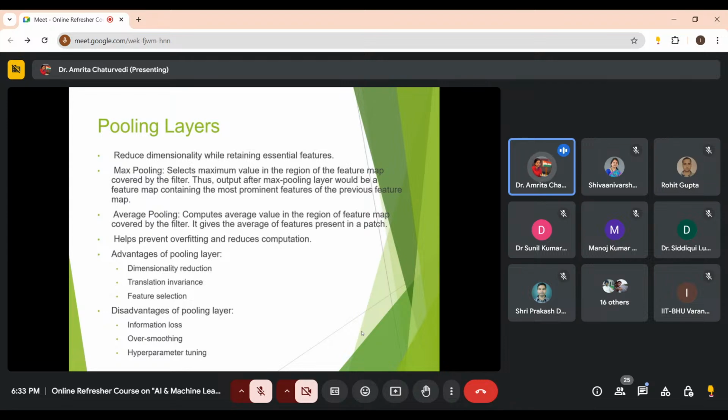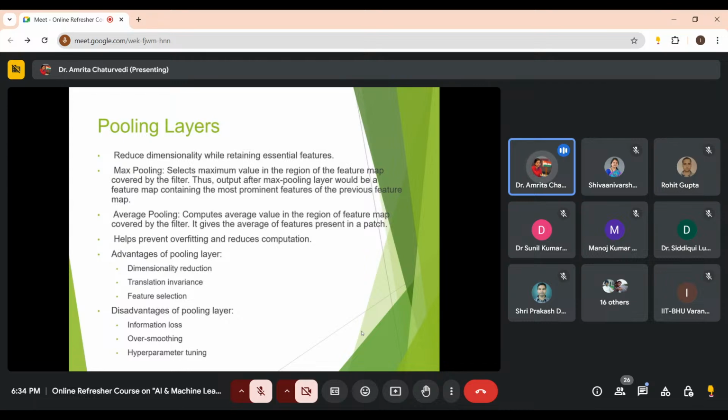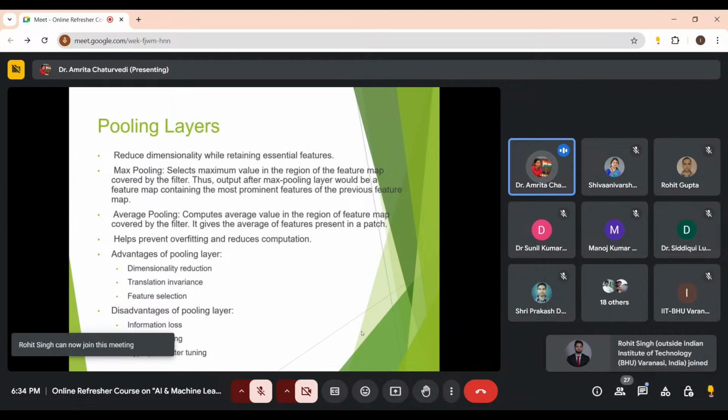The advantages of pooling layers are multiple. First of all, it reduces the dimensionality. If you take a filter of 2 cross 2, each section of 4 cells is reduced into 1 cell, so it makes it more computationally efficient. It is also translation invariant. Suppose in your image your object translates to another position, it will not matter. The pooling layer will be invariant to that. It is also doing feature selection, leaving out the irrelevant or less important features and taking out the important ones.